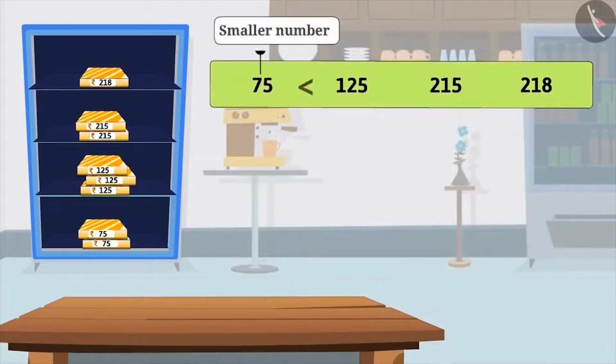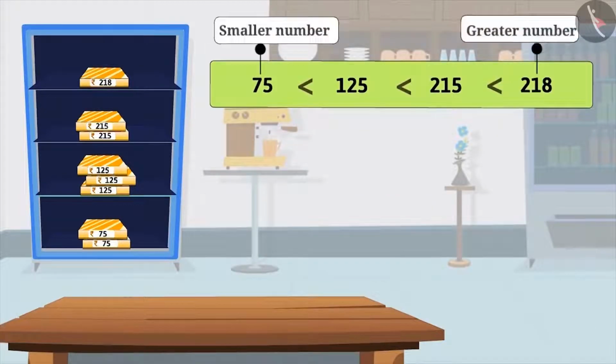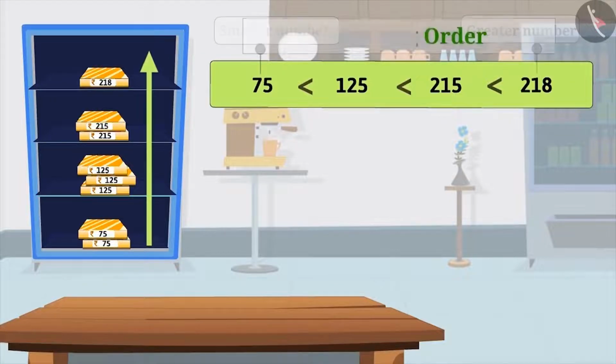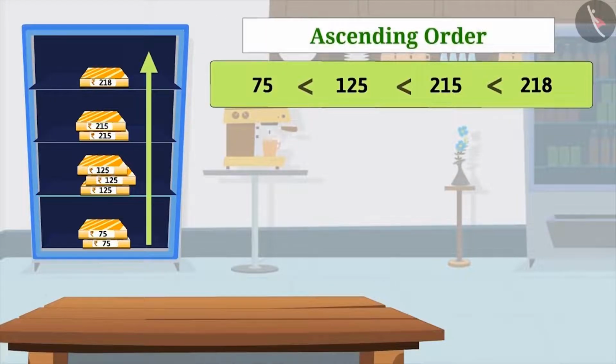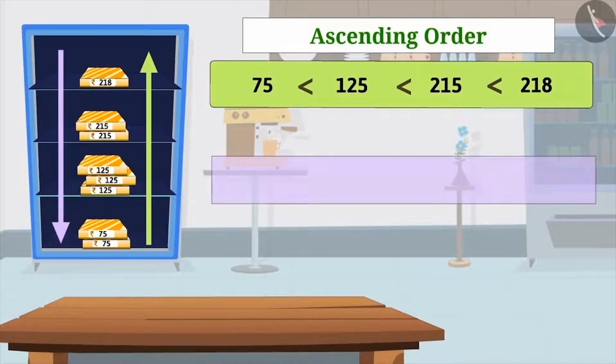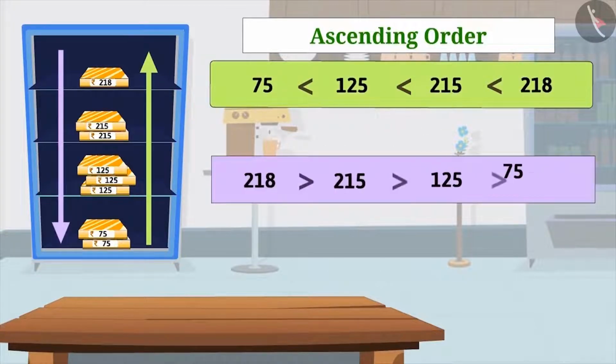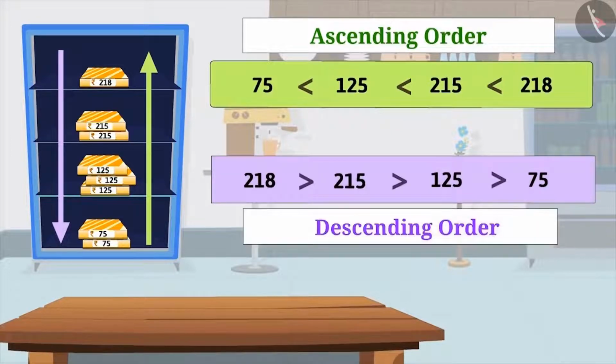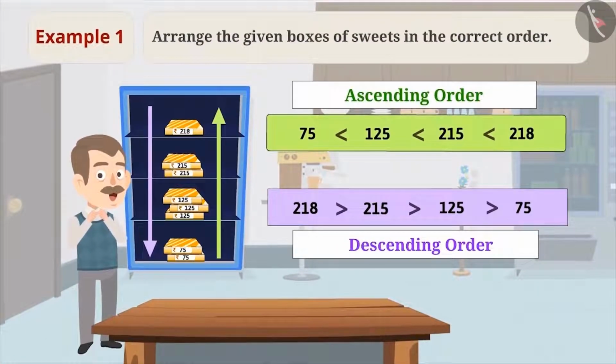In this way, we have arranged all the boxes from the smallest number to the greatest number in ascending order. If the order is reversed, that is, if we arrange the boxes from the greatest number to the smallest number, then we will obtain the descending order. Anil is very relieved now that all the boxes have been placed in order.